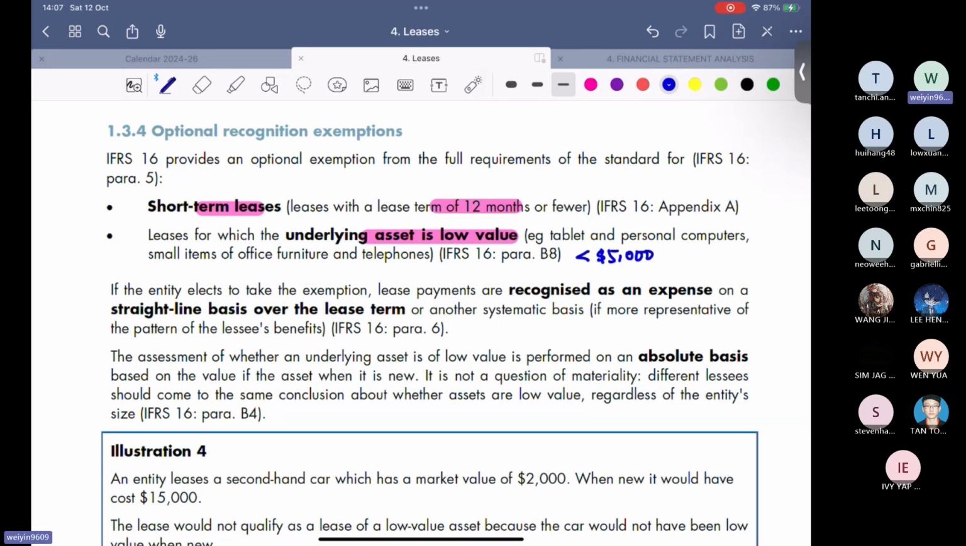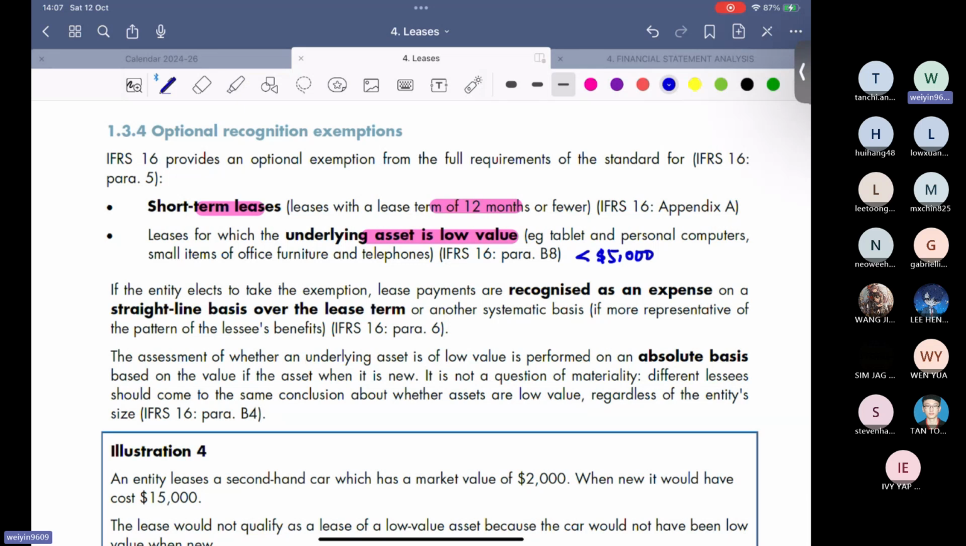However, if the entity elects for the exemption, lease payments are recognized as expenses on a straight-line basis over the lease term. That means you divide. Why divide, if it is under 12 months? Because sometimes it can be in the middle of the year, so you need to prorate it.